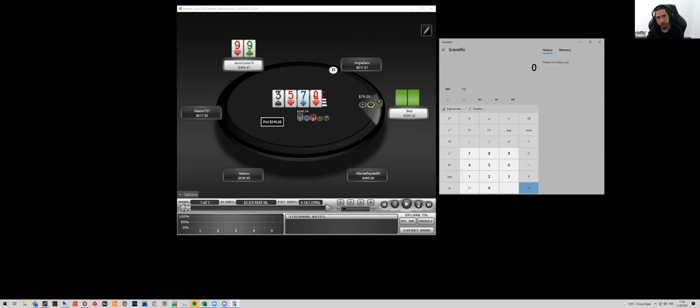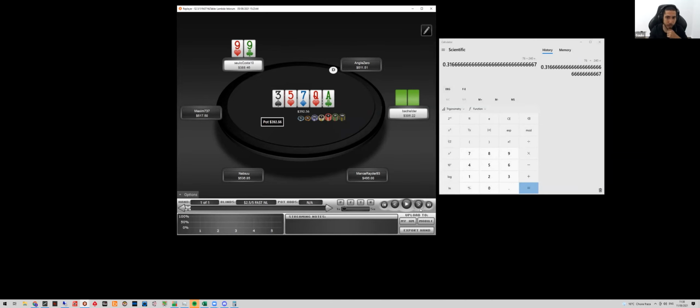Let me get this correctly here. 240, so 31.66% pot. I call. River is the ace of clubs. He checks to me. I jam, and he folds. If I remember correctly, he tanked a decent amount and folded. So what is the obvious street that I'm approaching exploitatively here?